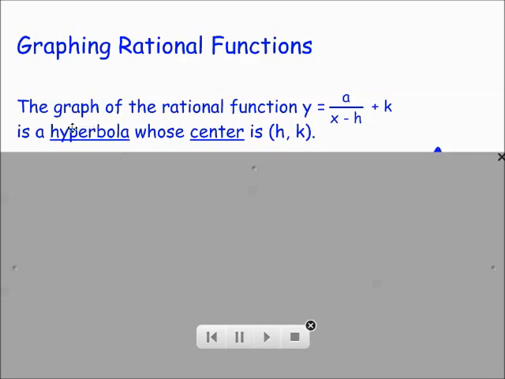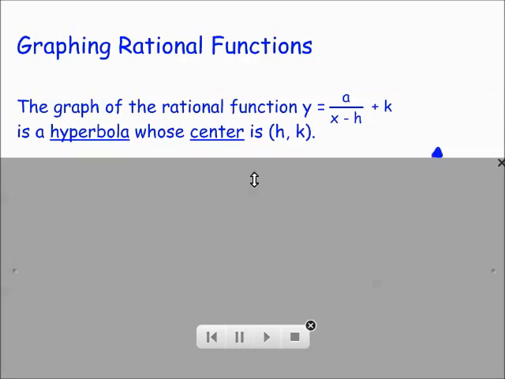First of all, the graph of a rational function in this form, y equals a over x minus h plus k, is called a hyperbola. We'll see what that looks like in just a second, whose center is (h, k). So whatever number is being subtracted here is the x value of the center, and whatever number is being added here is the k value of the center.